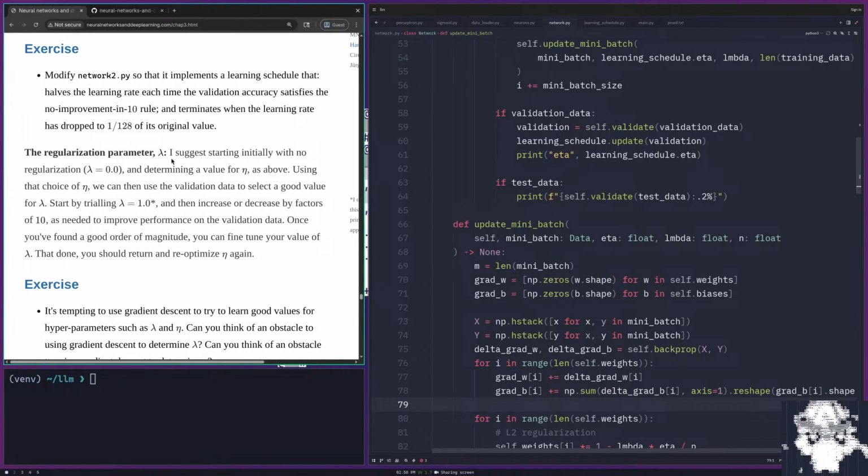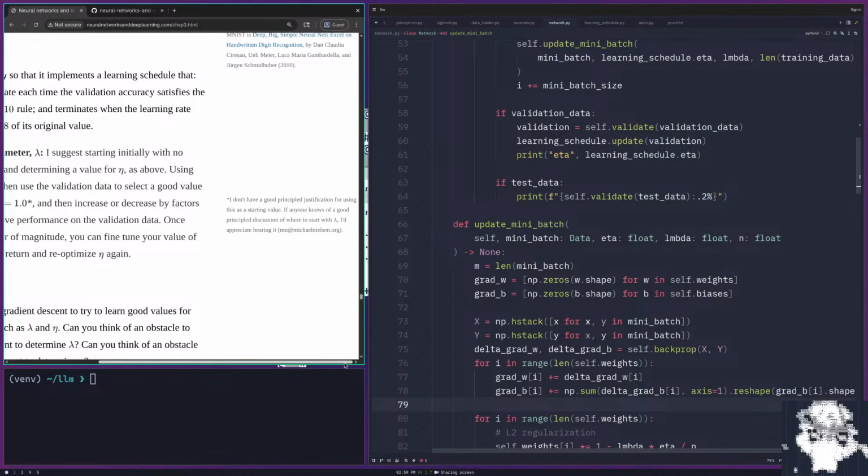Regularization parameter, lambda. I suggest starting initially with no regularization, lambda equals 0.0, and determining a value for eta as above. Using the choice of eta, we can then use validation data to select a good value for lambda. Start by trialing lambda equals 1.0 and then increasing or decreasing by factors of 10 as needed to improve performance on the validation data. Once you've found a good order of magnitude, you can fine-tune your value of lambda. That said, you should return and re-optimize the learning rate again. I don't have a good principled justification for using this as a starting value. Okay.